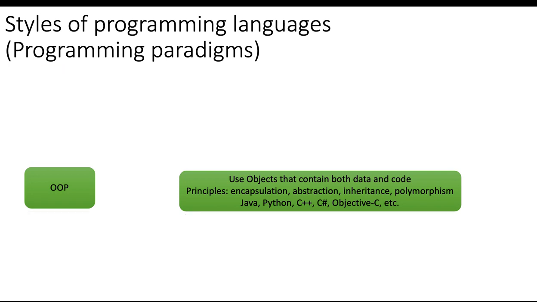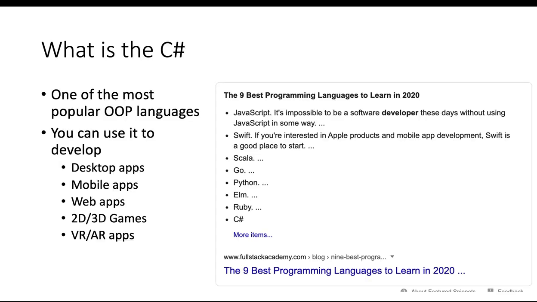Alright, so the focus in this visual programming using C# course is on the object-oriented programming language. We use C# since it's one of the most popular programming languages needed to be learned in 2020 and even before. If you search for the 9 best programming languages to learn in 2020, or the most important programming languages for junior developers, you would see C# as one of them.